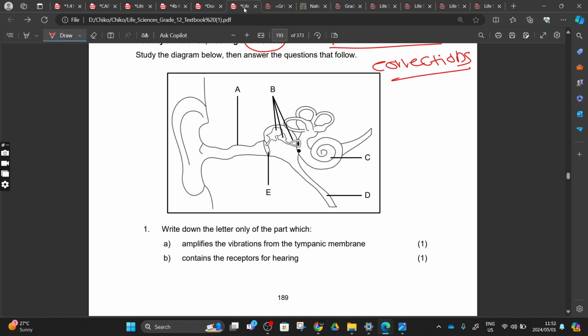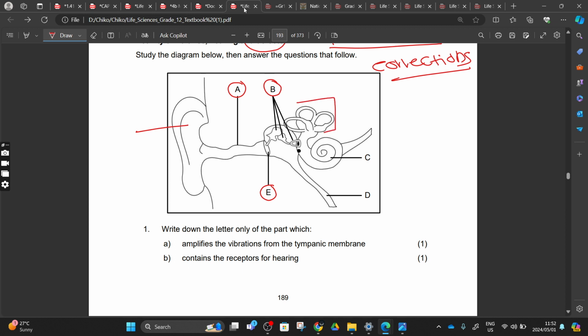We've studied this diagram Monday, we did the structure and functions. And then with Monday, we learned that we have this side here called pinna. We have this side here called auditory canal. We have this side here named tympanic membrane, eardrum. We have this part here named ossicles in our middle ear.